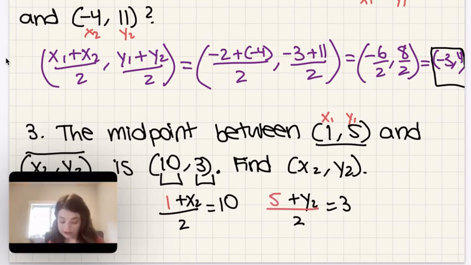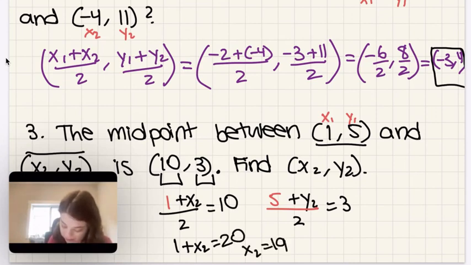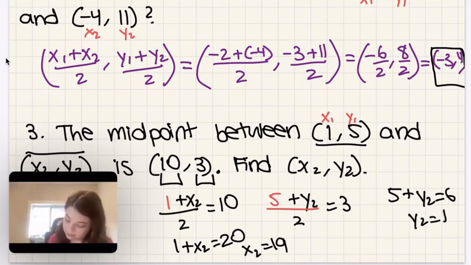So all we need to do to find those is to simplify these equations. If we multiply both sides by 2 for this first one, we get 1 plus x2 equals 20. If we subtract 1, we get x2 is equal to 19. So there we go, x2 is 19. And then for y2, if we multiply both sides by 2, we get 5 plus y2 is equal to 6. If we subtract 5 from both sides, we get y2 equals 1. So therefore, the x2, y2 point is 19, comma 1.